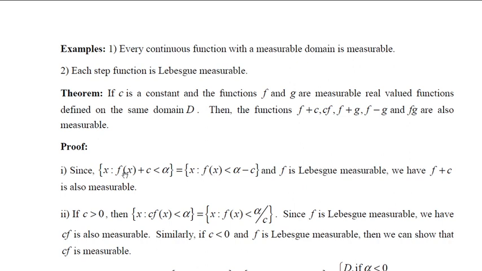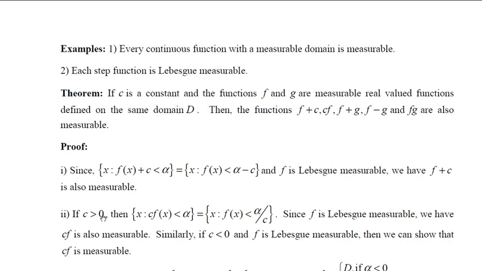Therefore, this is measurable provided your f is measurable. Therefore, f plus c is measurable. Now let's prove the next one. Here c is any constant; this constant may be positive, negative, or equal to 0. So we'll prove for the positive case first.